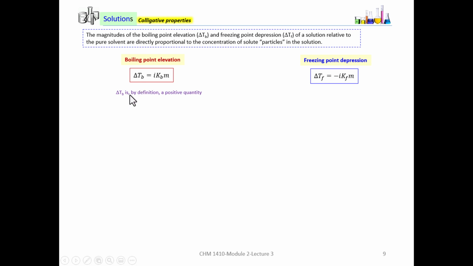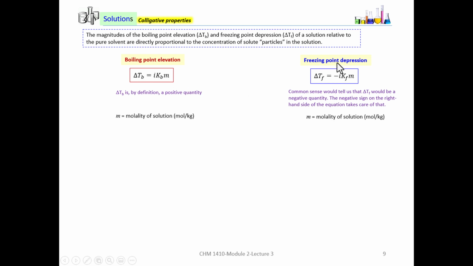Delta T_b in the boiling point elevation equation is by definition a positive quantity because we said the boiling point of the solution should be higher than that of the solvent. Now, common sense would tell us that the freezing point depression, delta T_f, should be negative. We take care of that by putting a negative sign on the right-hand side of the equation. You'll notice there's a negative sign in this equation and there's not in the boiling point elevation equation.